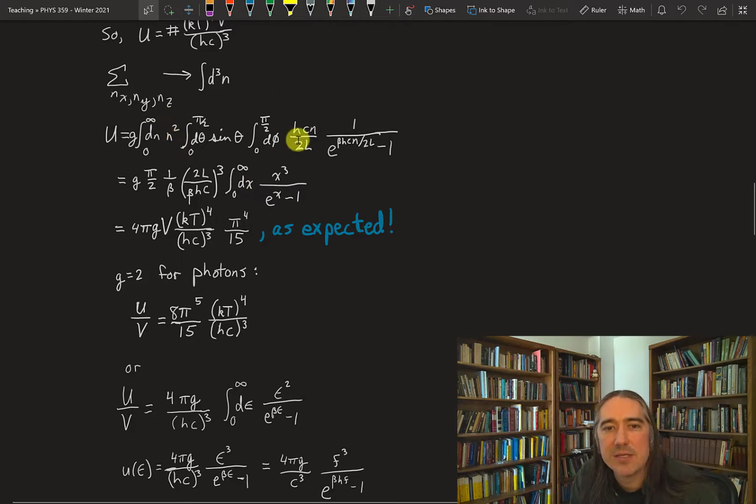And I've got 2 n's here, a third n here. That turns into x cubed over e to the x minus 1. And now I just need to do this integral to get a number. But let me look out front first. I've got 4 betas, which is to say kT to the 4th on top. I've got L cubed, which is the volume. I'm going to pull that out, get a V. Okay, 2 cubed is 8, cancel the 2, find 4 pi g. All that's left is the hc cubed.